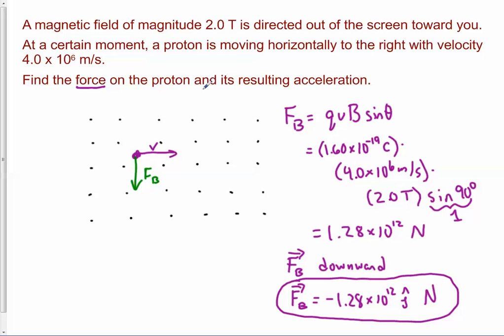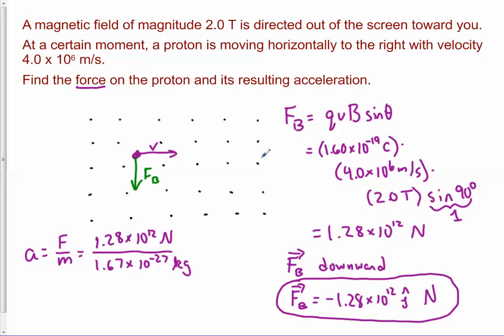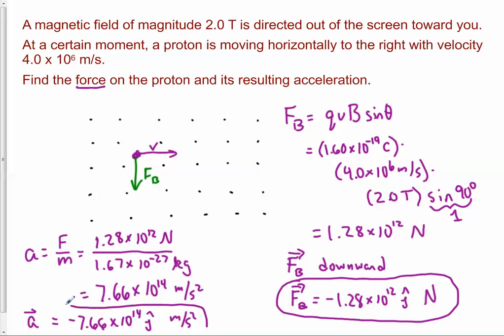Okay, now acceleration. So this is just Newton's second law, so we can just do F divided by m. So the force we just found divided by the mass of a proton, which you look up, giving us 7.66 times 10 to the 14th meters per second squared. Okay, and its direction, because of course a is a vector too, would be in the same direction as the force. That's part of Newton's second law. The acceleration and the force are the same direction, so it would also be downward. So it would be negative 7.66 times 10 to the 14th j meters per second squared. That would be the acceleration.